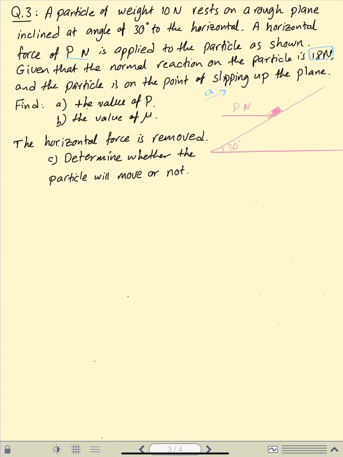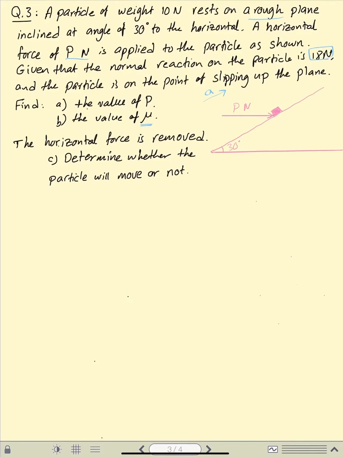Since he said rough, there is friction, so there is mu. In part B, he wants the value of the coefficient of friction. Part C, what does he want? He's saying if the horizontal force P is removed, it's a very common idea in past paper problems, determine whether the particle will move or not.